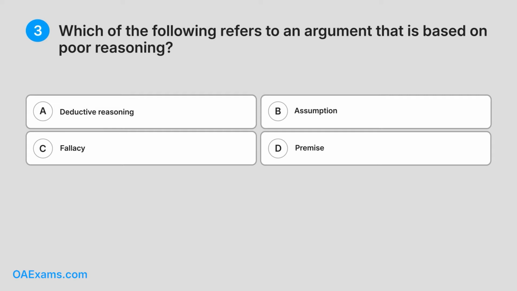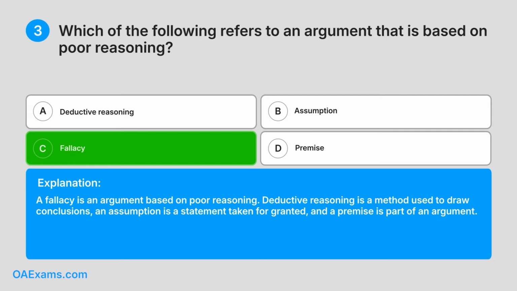3. Which of the following refers to an argument that is based on poor reasoning? A. Deductive reasoning. B. Assumption. C. Fallacy. D. Premise. Can you guess the answer? Correct answer. C. Fallacy. Explanation. A fallacy is an argument based on poor reasoning. Deductive reasoning is a method used to draw conclusions. An assumption is a statement taken for granted, and a premise is part of an argument.